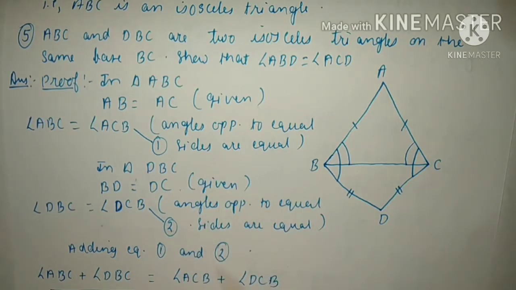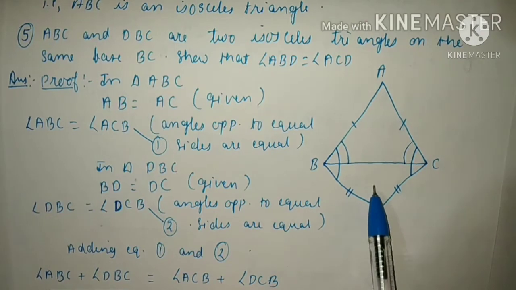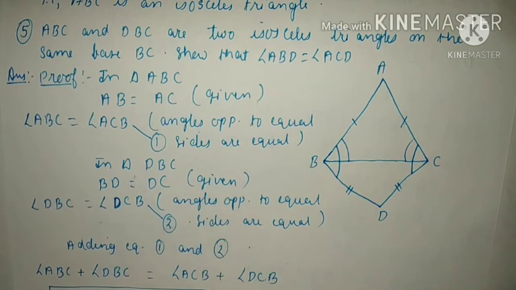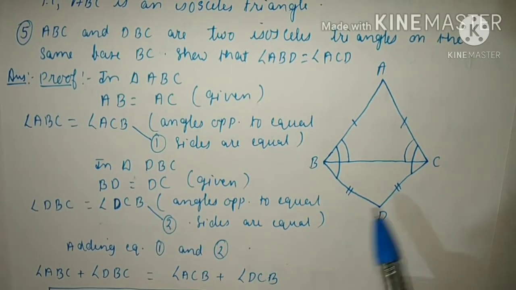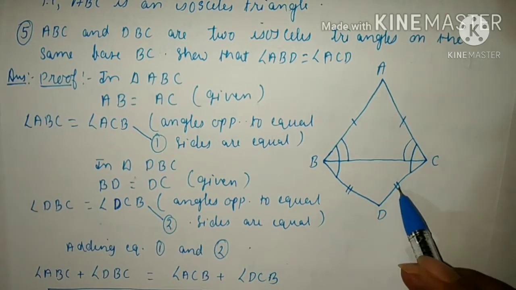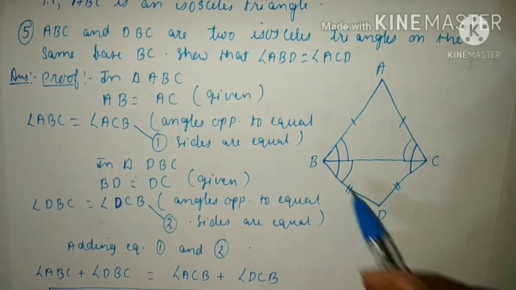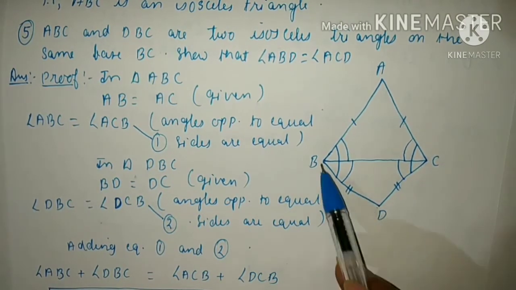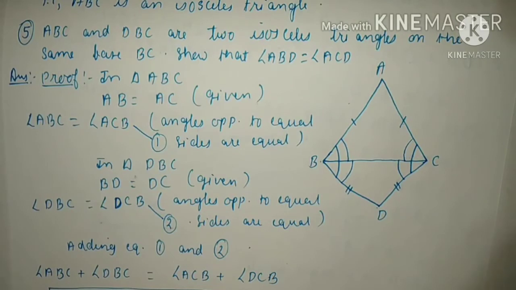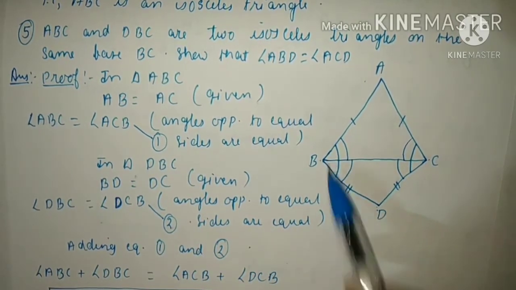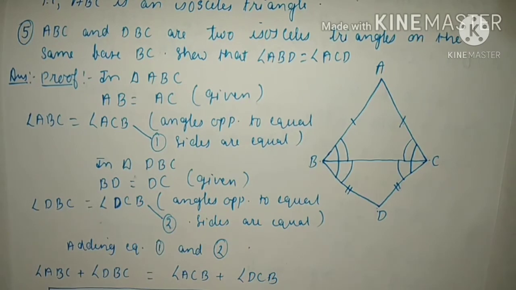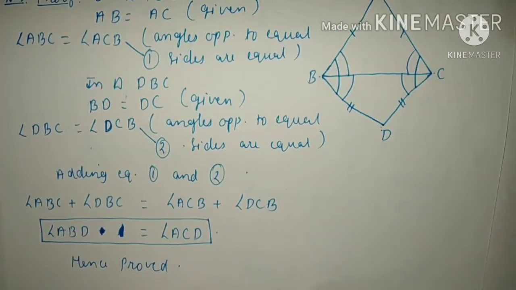Now in triangle DBC, this lower triangle, again BD is equal to CD. This is given to us. Now the angles opposite to these sides will also be equal. The angle opposite to this side is this, and the angle opposite to this side is this. So we can write angle DBC is equal to angle DCB. The reason is angles opposite to equal sides are equal. Now we will name this equation as equation number 2. Now we got two equations 1 and 2.